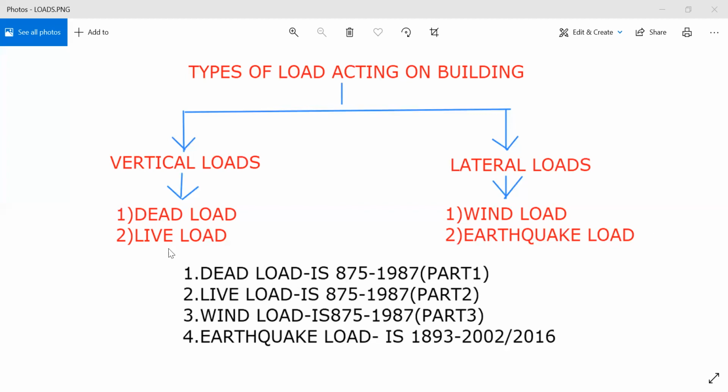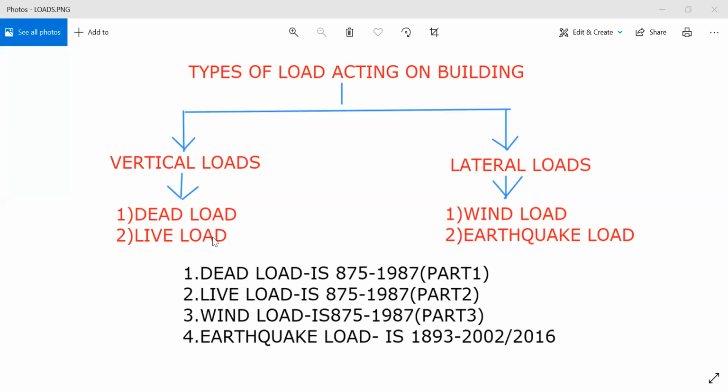The next is live load. Live load is nothing but a variable kind of load acting on the building. Variable in the sense that we people usually move from one place to another inside our house. So that's why this is a live load. The weight of furniture we can also consider in the case of live load. So there are many kinds of things acting on the building in the case of live load.